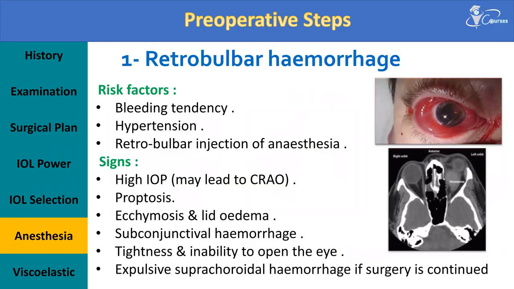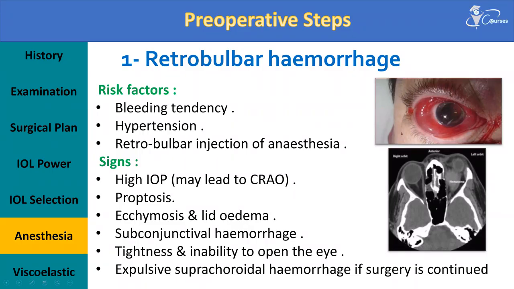Okay, speaking about the complications of anesthesia, what are these complications? First of all, retrobulbar hemorrhage. Retrobulbar hemorrhage can occur in patients who have bleeding tendency, hypertension, or after retrobulbar injection of anesthesia. Those patients will show rapidly progressive proptosis with subconjunctival hemorrhage, high intraocular pressure, tense globe with ecchymosis and lid edema, and you will not be able to open the lids. It will be very tight, very tense, and those patients have very high intraocular pressure.